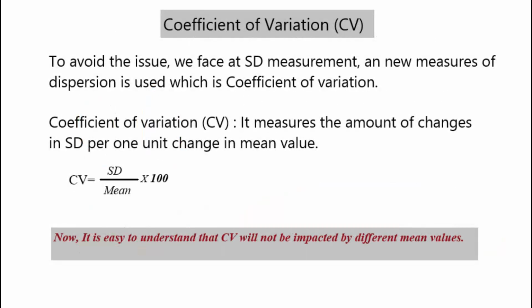To avoid the issue we face with SD measurement, a new measure of dispersion is used, which is the coefficient of variation, or CV. What is the coefficient of variation? It measures the amount of change in SD per 1 unit change in mean value. Now, it is easy to understand how CV can help to remove the issue of having different mean values.